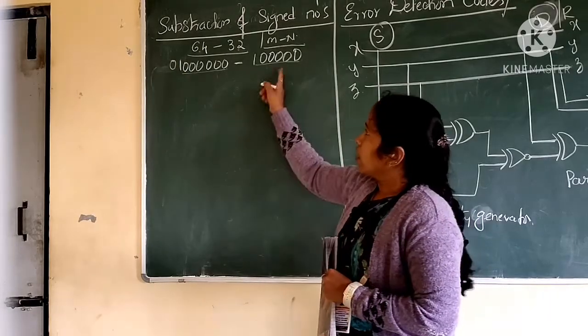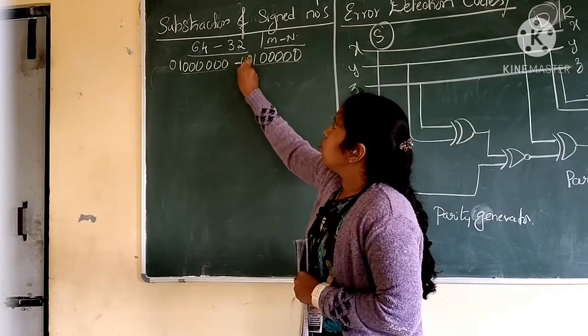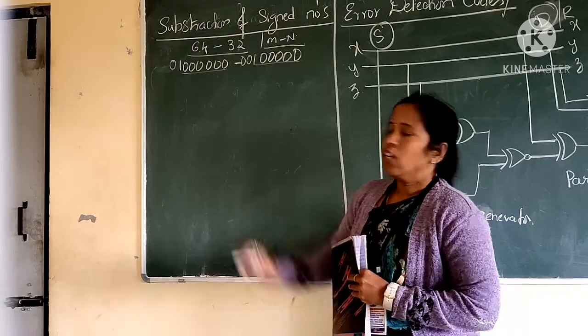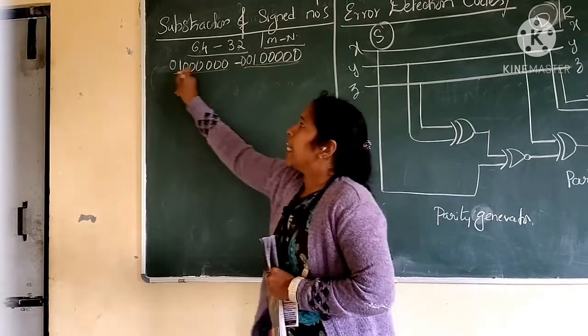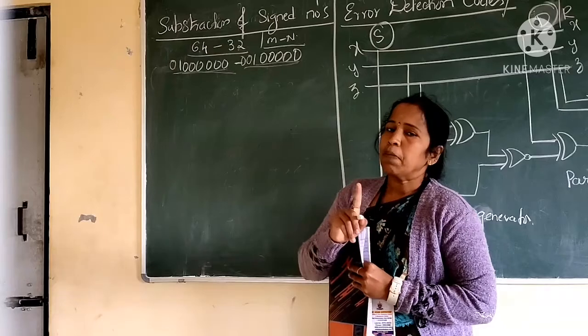In this case, I have to add one more extra bit, 0, at the left side. For this I have to add how many bits? 2 zeros I have added. So both are now in 8-bit format.